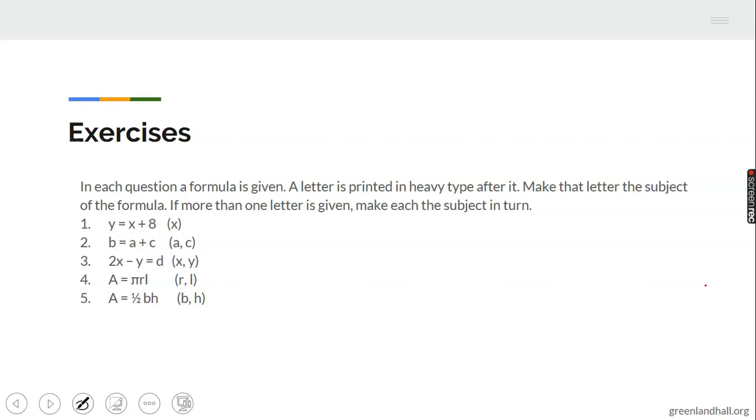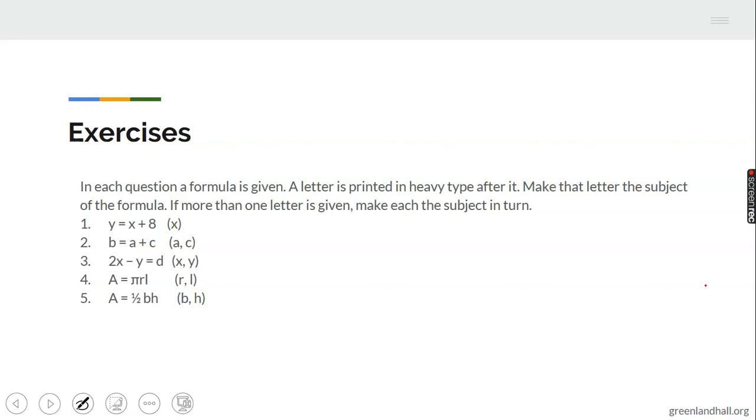Now, question 1 says y equals x plus 8. Make x the subject of the formula. All the ones inside the bracket are the ones that you will use as the subject of the formula. Now, b equals a plus c. Make a and c the subject of the formula. 2x minus y equals d. Make x and y the subject of the formula. That is, you make x first, then later you make what? y. Just as we did.